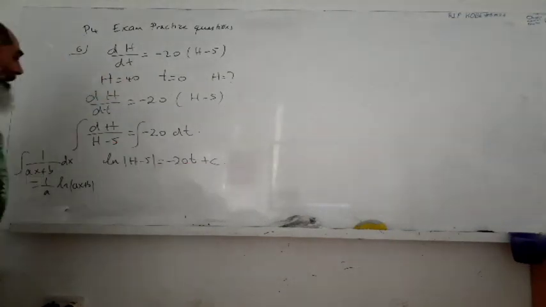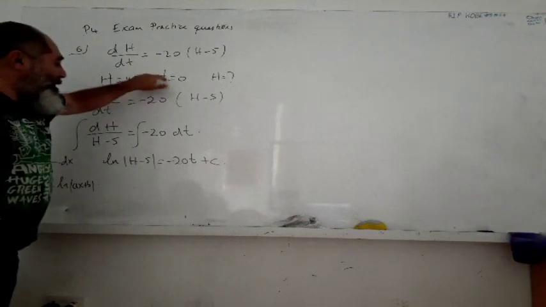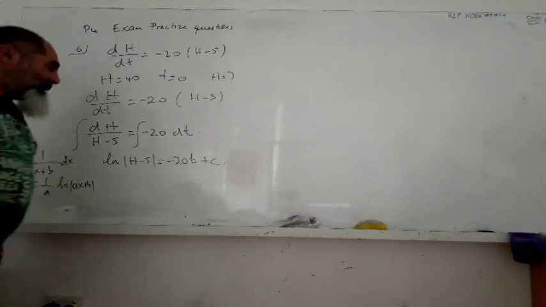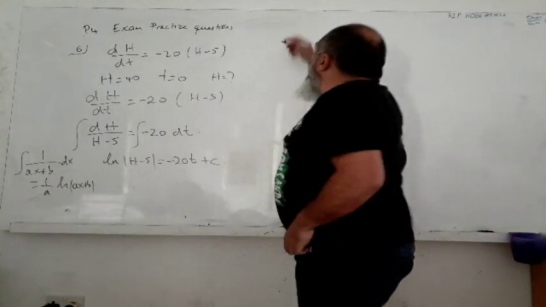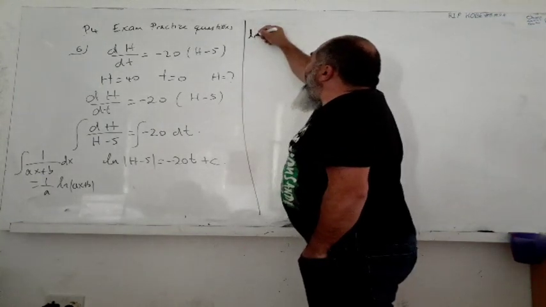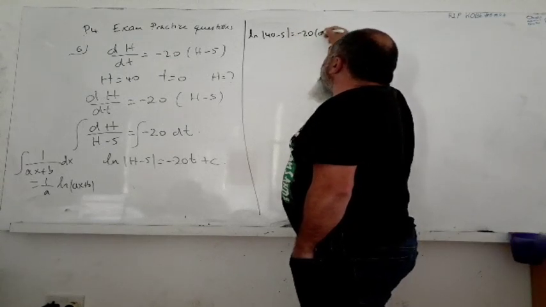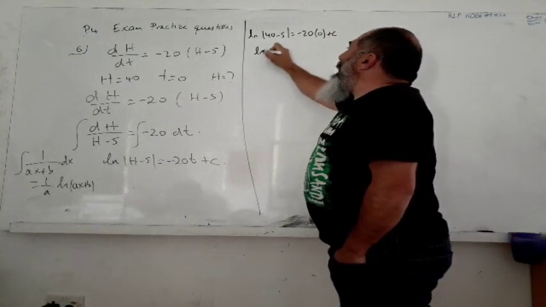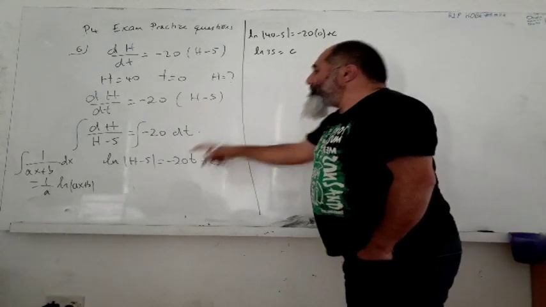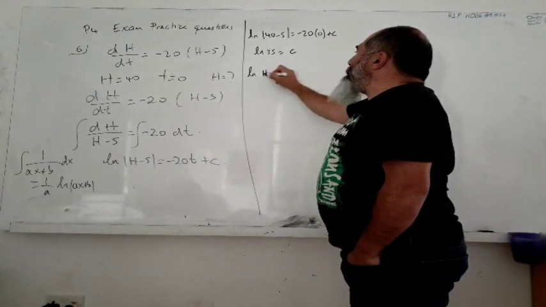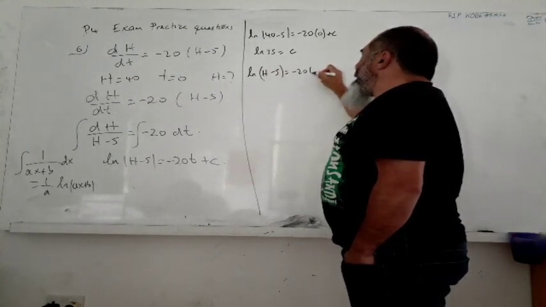Now we have sufficient information to find the value for c. Let's substitute 40 for h and 0 for t, and find the corresponding c value. So this is going to be ln of 40 minus 5 is equal to minus 20 times 0 plus c. So ln 35 is equal to c. Substitute there: ln of h minus 5 is equal to minus 20t plus ln 35.